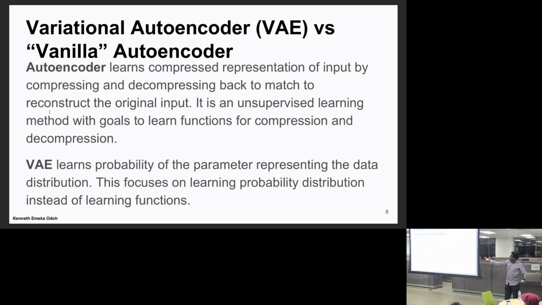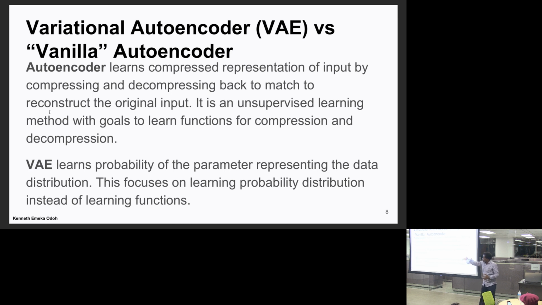Now the variational autoencoder is one of those. A variational autoencoder is just learning a function that maps the input data to some latent space, then learning another function that gets it back to the original space, and then checking the reconstruction error.